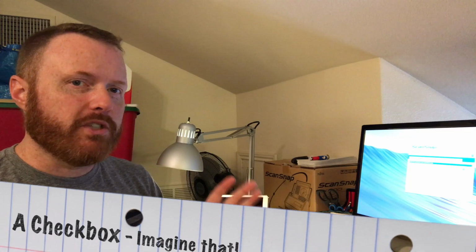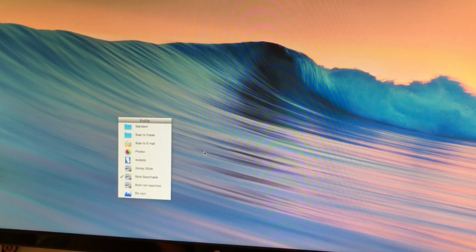I don't want to take too much time in showing you what I've got to show you because it's actually a very quick item. It's a checkbox. You check a box to make your text searchable, and I'm going to show that to you on this computer here. Okay, so now I'm looking at the ScanSnap software. If you have a different scanner, it'll be similar.